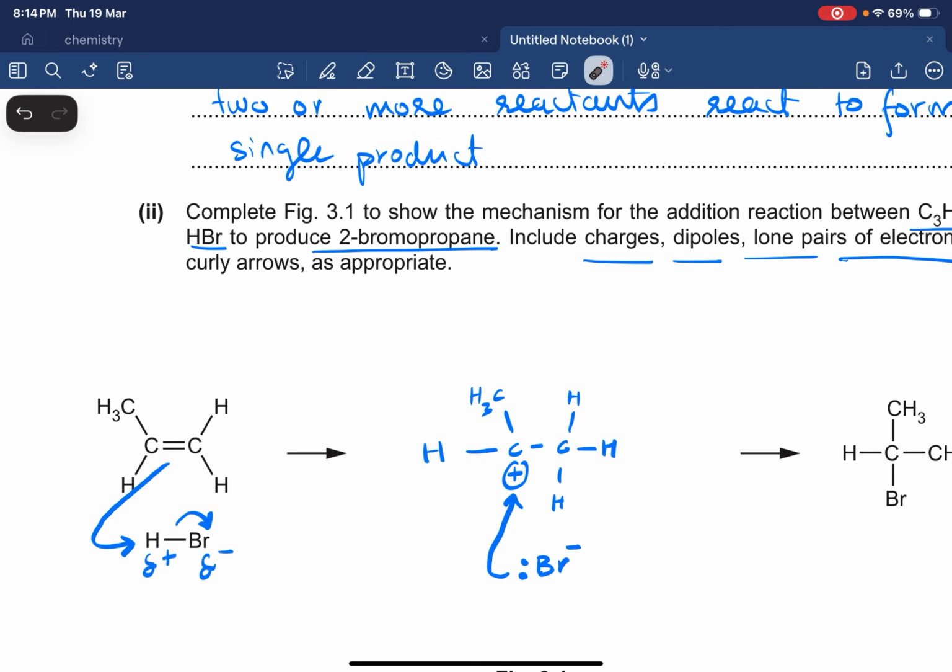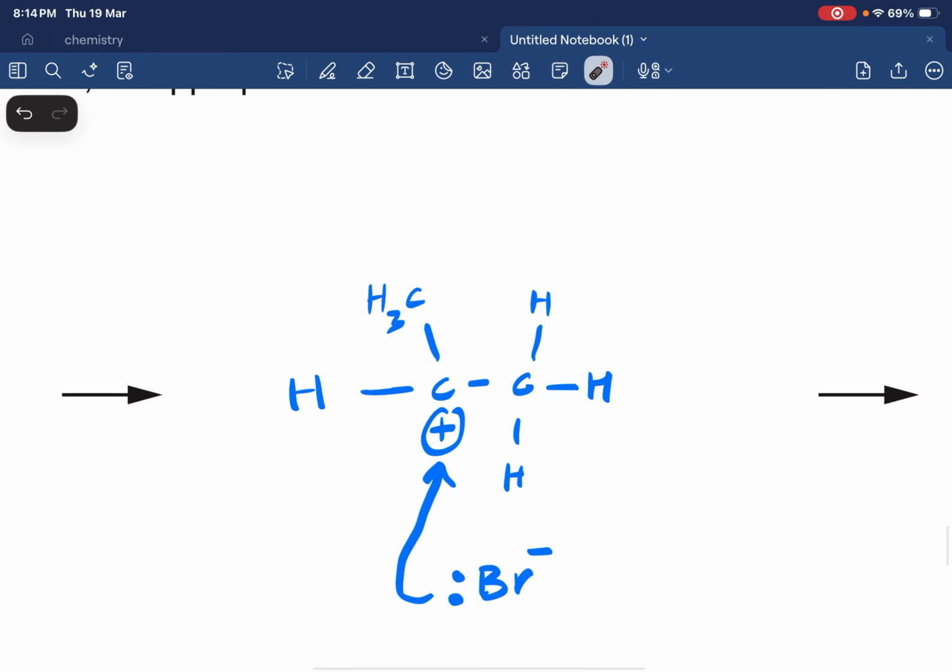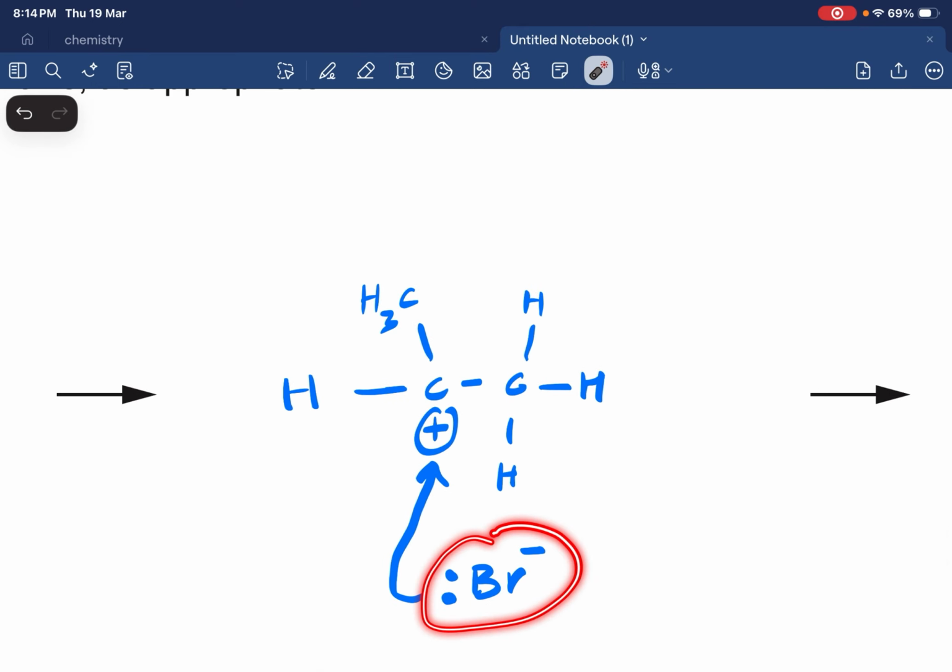What happens is that first, because this pi bond, this bond in the alkene is a nucleophile, it has high electron density, it attacks the partial positive hydrogen, which breaks this bond heterolytically, and hydrogen, which is partial positive, is now going to be left with nothing. It's going to form H plus, which is going to attach here. Why here? Because according to Markovnikov's rule, the H attaches to the carbon that has more hydrogens, so the bromide goes to the other carbon.